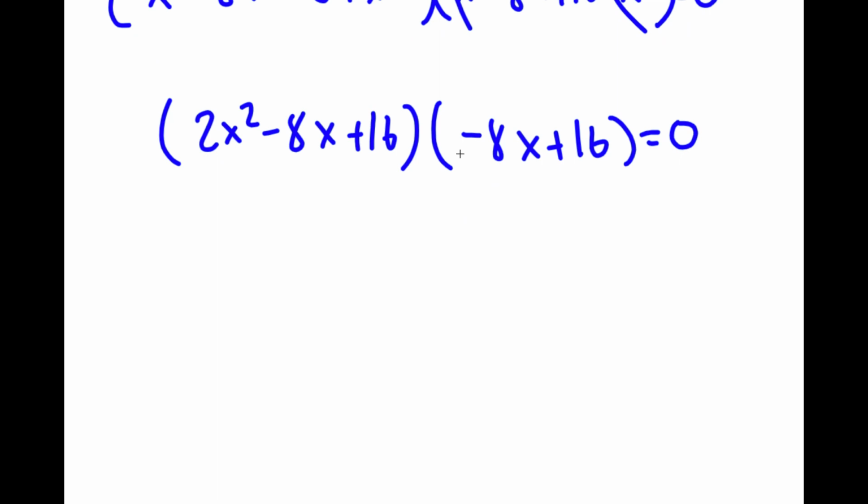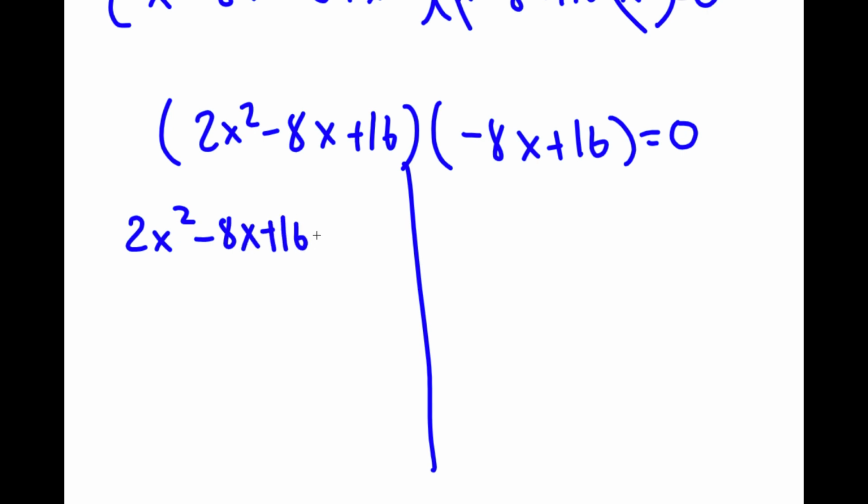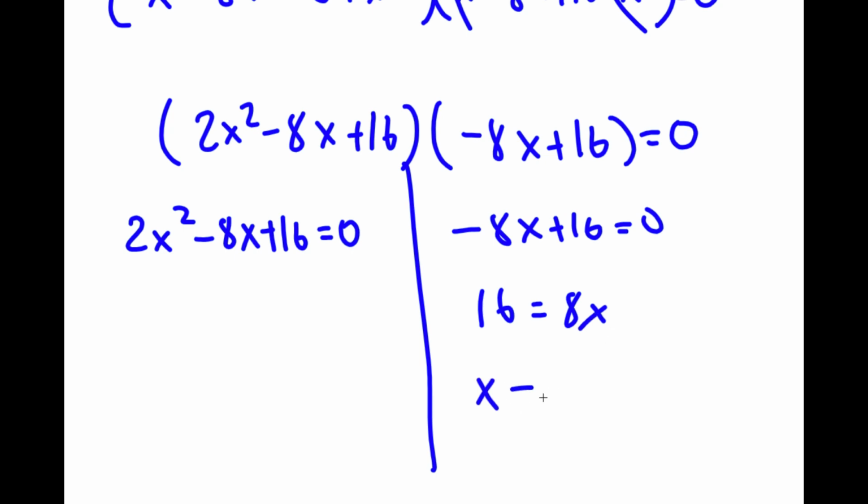So now this gives me two equations. I have 2x squared minus 8x plus 16 is equal to 0, and I have negative 8x plus 16 is equal to 0. So first off, for negative 8x plus 16 equals 0, I get 16 is equal to 8x, and x equals 2. So this is one solution of x.